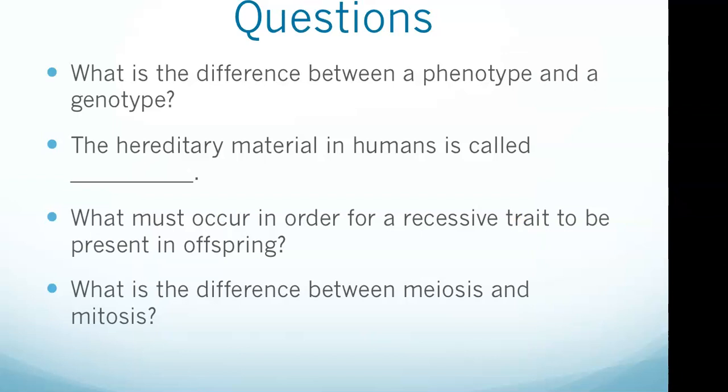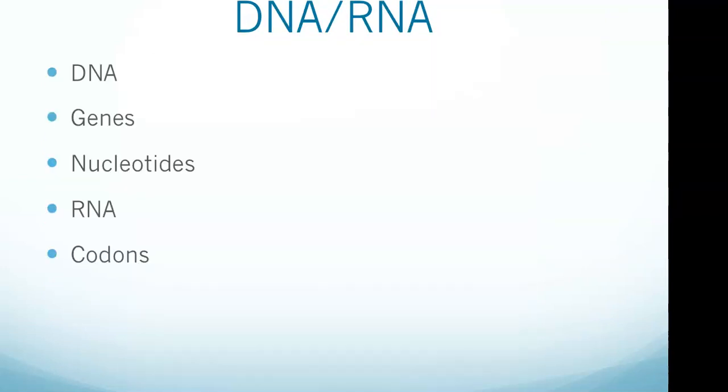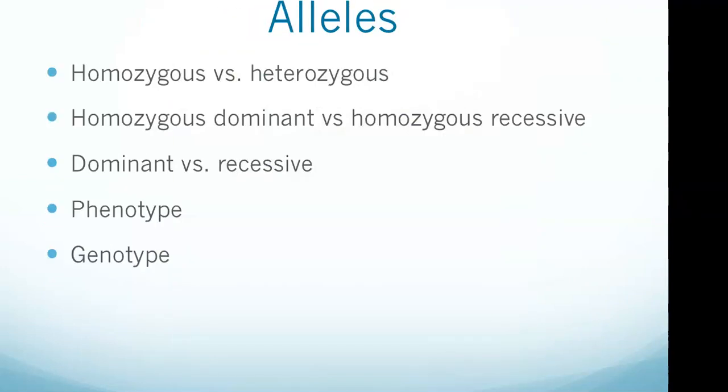So that third bullet point there, what must occur in order for a recessive trait to be present in offspring? 2 copies of the recessive allele. Okay, so that's an important one that you definitely need to know. And then on the other hand, a dominant trait will be expressed even if only 1 recessive allele is present.